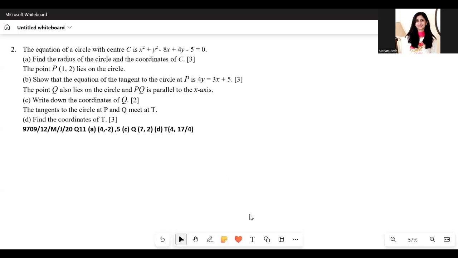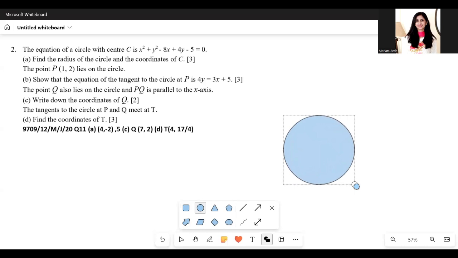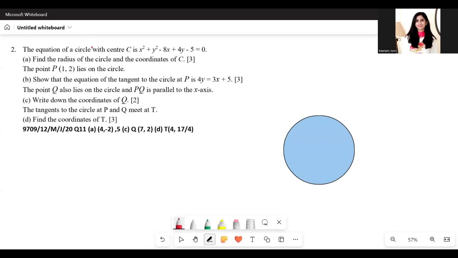Here's question number 2. I would need a circle here. Okay. So the question says that the equation of a circle is this. Now we know how to extract the center and the radius from this. It asks for the center and the radius.